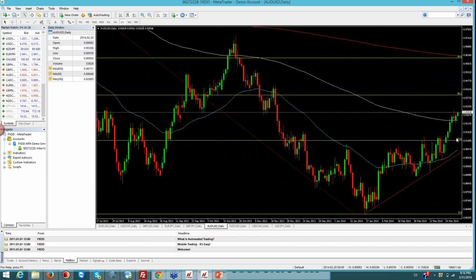Aussie dollar continues its ascent. We did have a reversal candle right there.